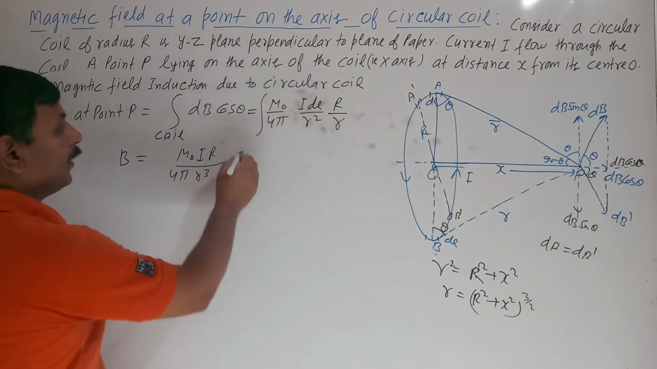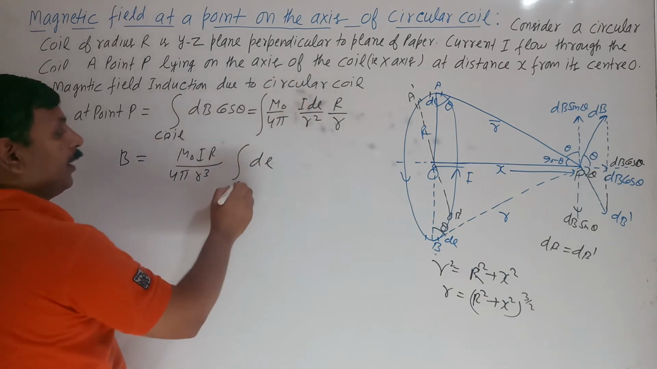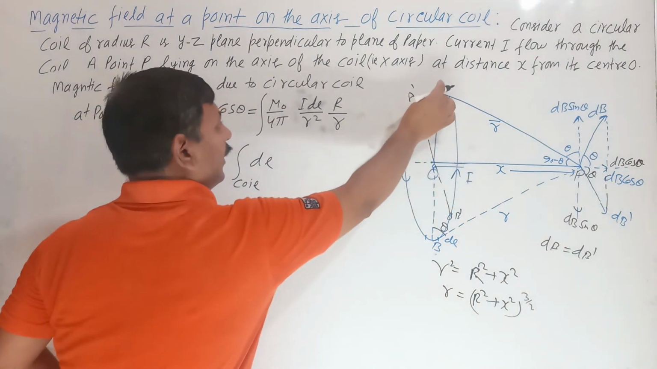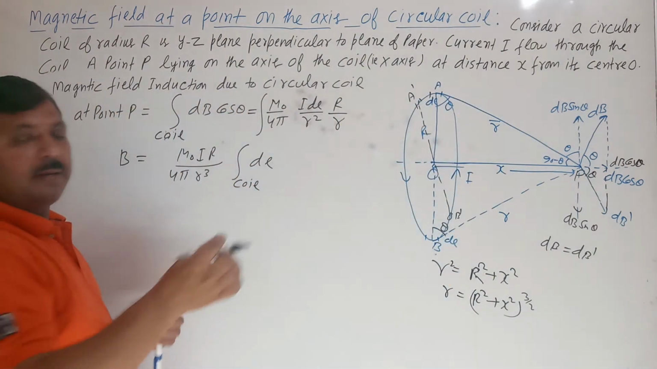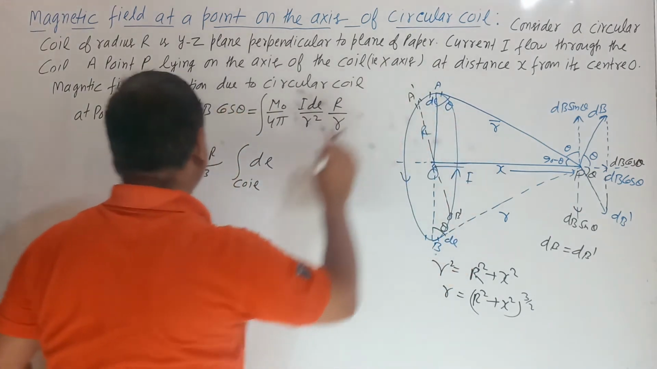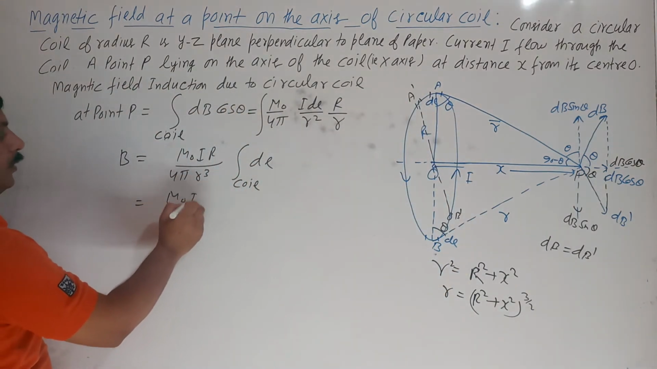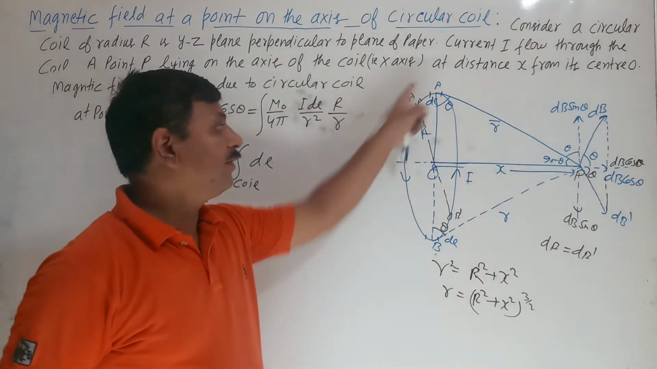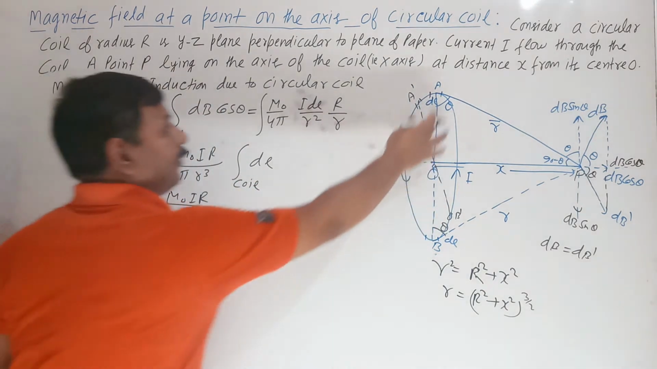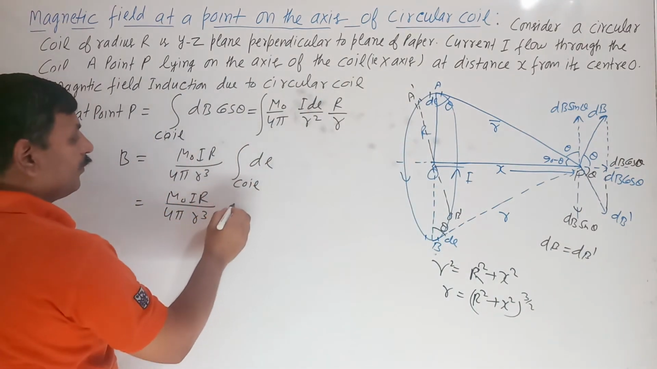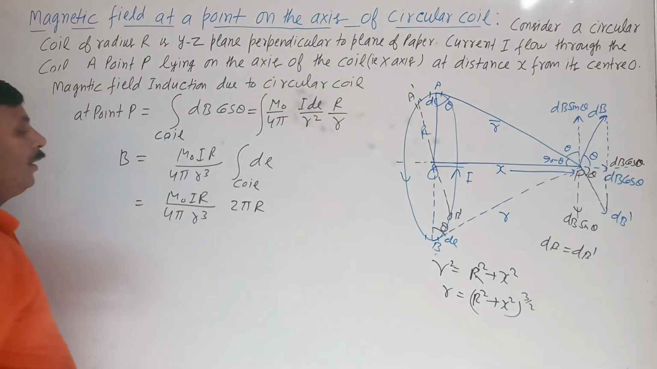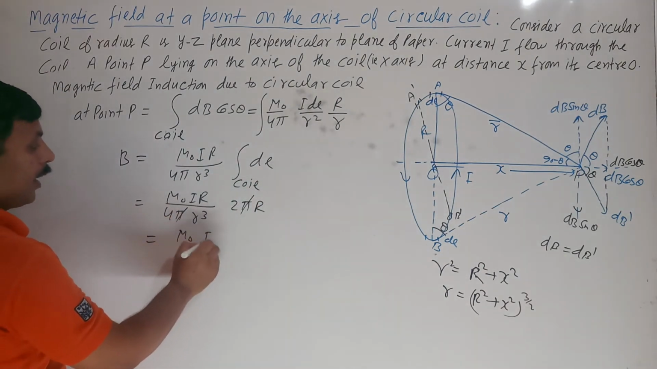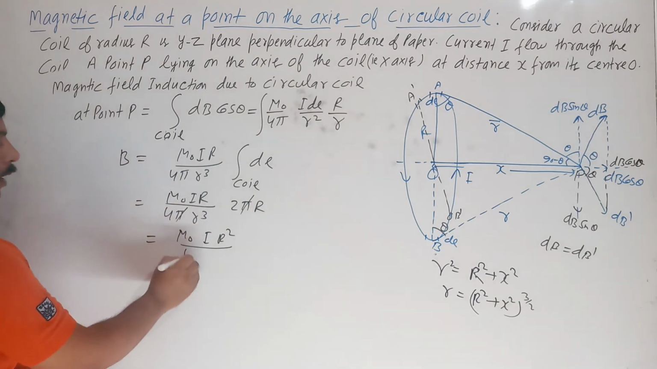So see here, this will be the integration of dl for the whole coil. What will be the total current element dl for the whole coil? For the whole coil, the summation of all elements will be the circumference, which is 2 pi r. Cancelling this, we get mu naught I r square upon 4.